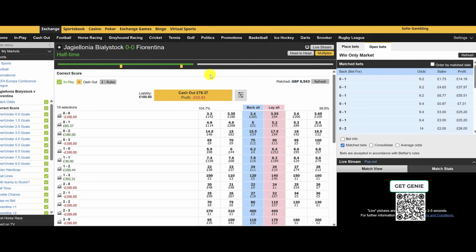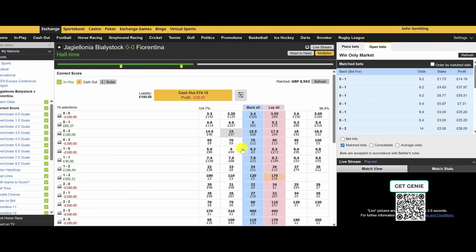So we've reached half time here and it is 0-0 at half time, but that's actually going according to plan. You might think 0-0, that's not very good. Well, it's actually going according to plan because obviously we've gone in favour of a low scoring Fiorentina win. So as long as Fiorentina take the lead in the second half, we're probably good.